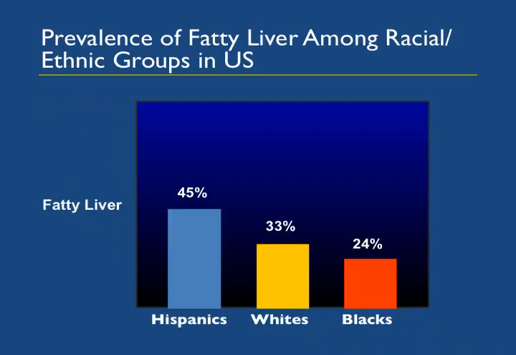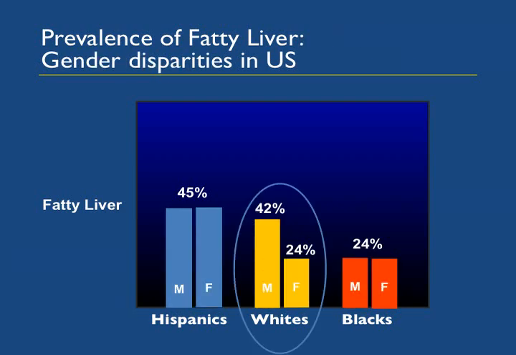NAFLD appears to be most common among Hispanics, followed by whites, and least common in blacks in the U.S. And this is despite the fact that blacks do have higher risk factors, which I will talk about at a later slide. The prevalence of fatty liver appears to be equal among both males and females, except in whites, where it appears to be more common among men compared to women.